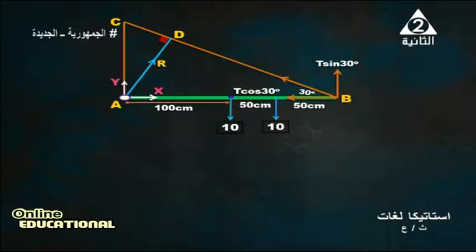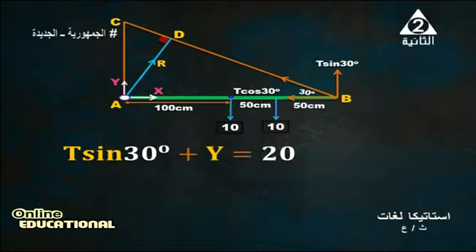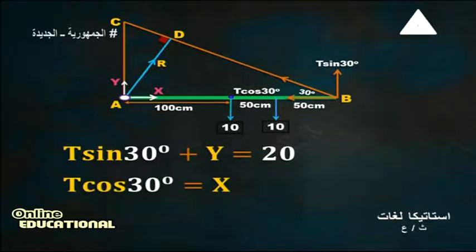We resolve the reaction of the hinge into two forces: the first X, horizontally, and the second Y, vertically. Then, my dear student, the first equation, the vertical equation: T sine 30 plus Y equals 20 plus 20 plus 10 plus 10, which equals 20. This is the first equation.